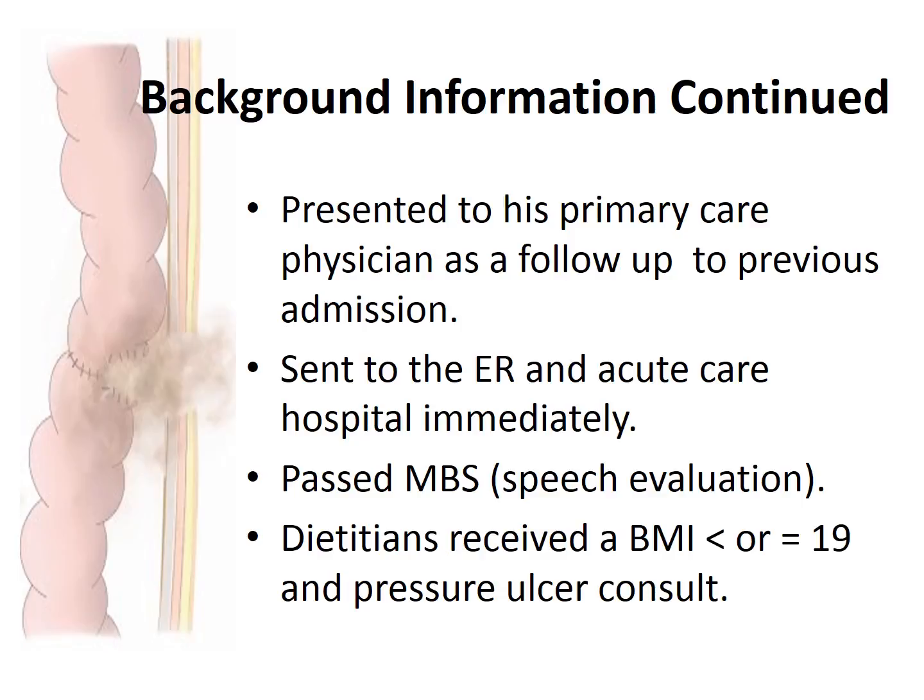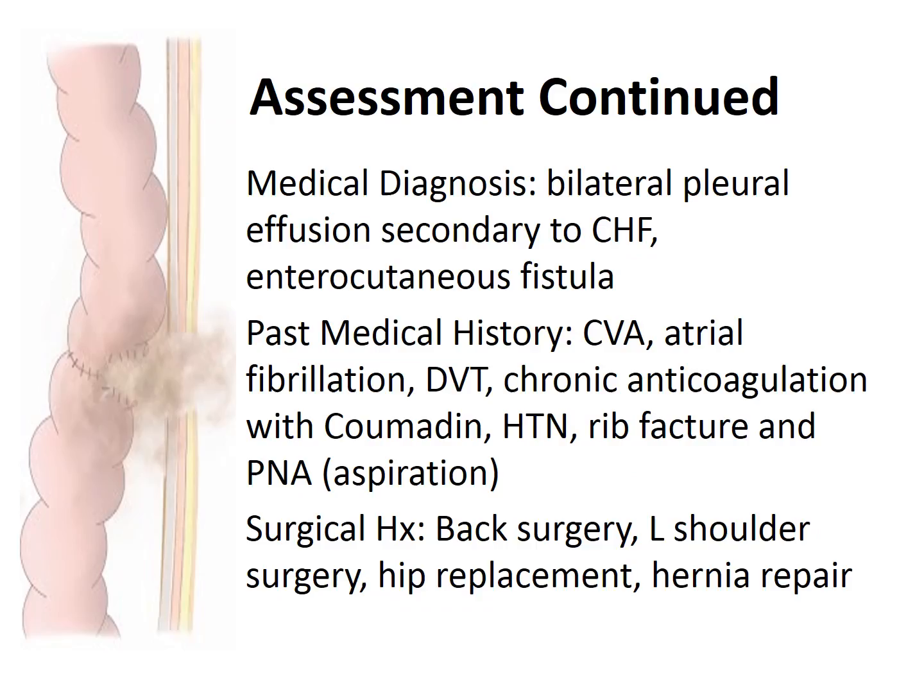Last, it is important to note the dietitians received a consult, and these consults were based on the BMI being less than or equal to 19 and due to a pressure ulcer. When receiving the consult, the first thing done when assessing the patient was looking at the medical diagnosis. It was noted that the patient was diagnosed with bilateral pleural effusion secondary to CHF, or congestive heart failure.